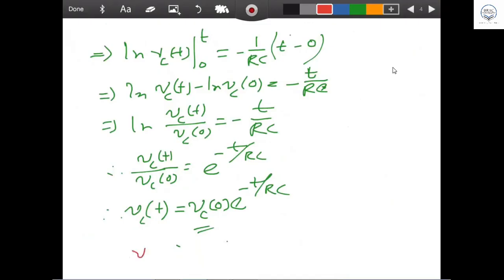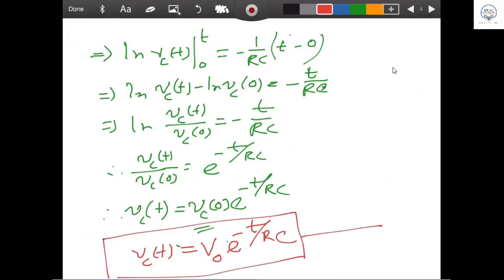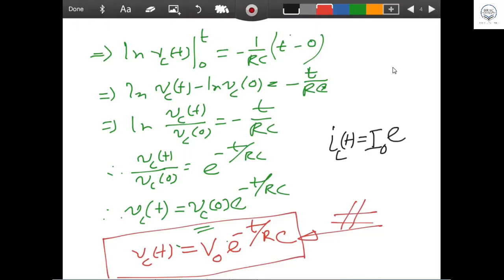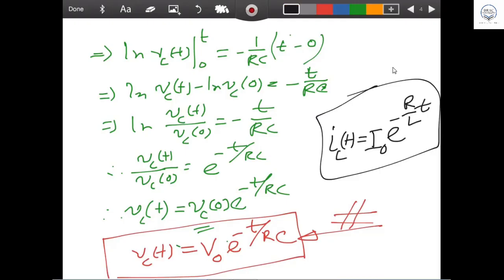So the VC(t) will be equal to V naught e to the power minus t by RC. So this is your voltage equation for the capacitor, which is very similar. Last time, I'm just writing here, for the inductor we have the equation like this. Can you remember what was the equation? I naught, e to the power minus R by L t. So many times you have solved the problem. Okay, this is the inductor current equation.